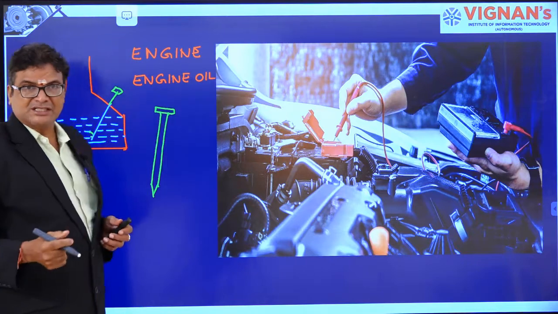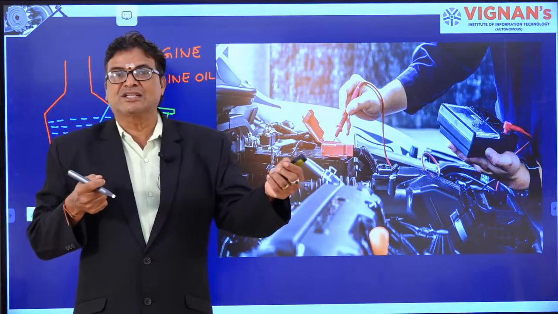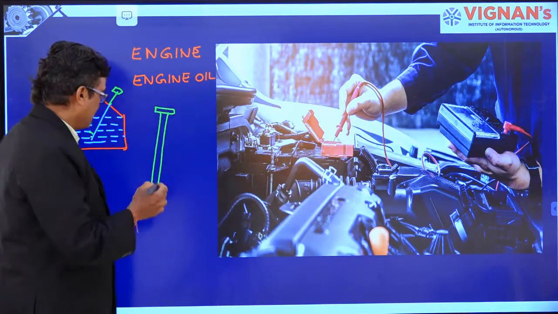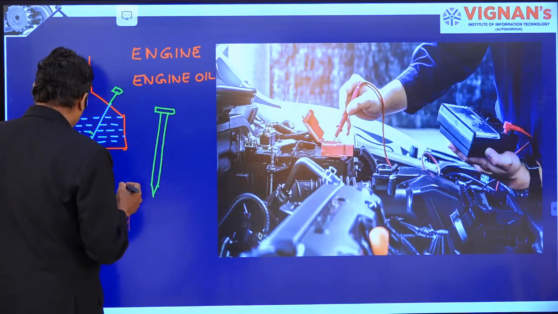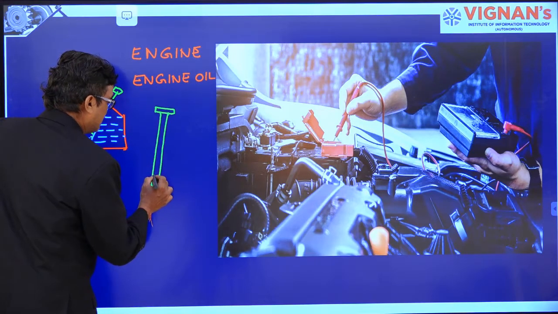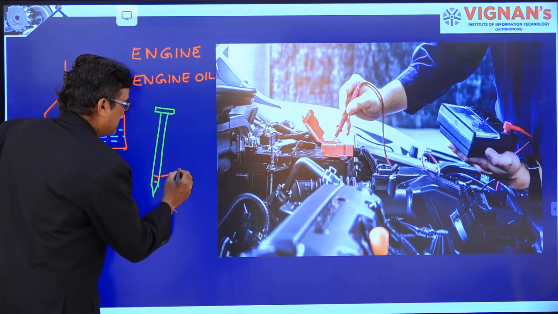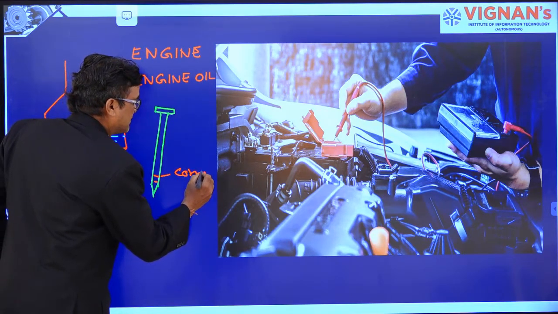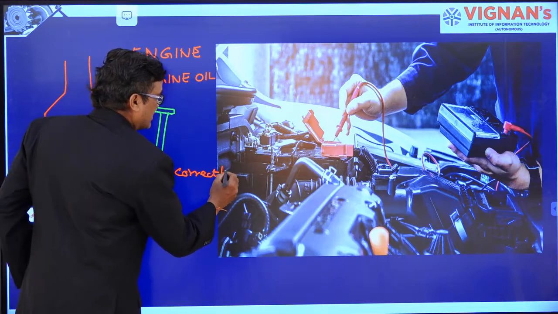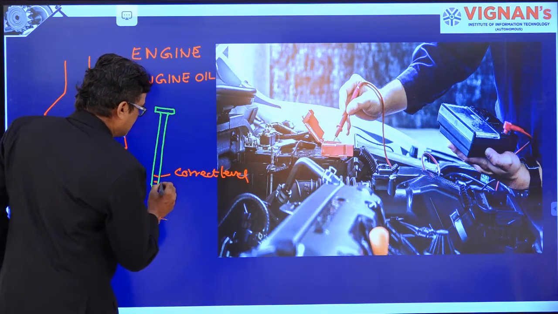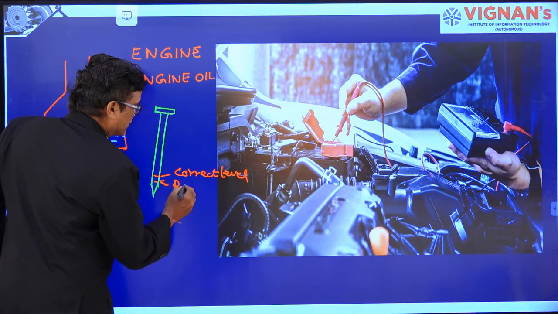It is a knife-like structure. It is a very thin knife-like structure, right? It has two markings on it. One is the correct marking, the correct level, we can say. The other one is the danger position.